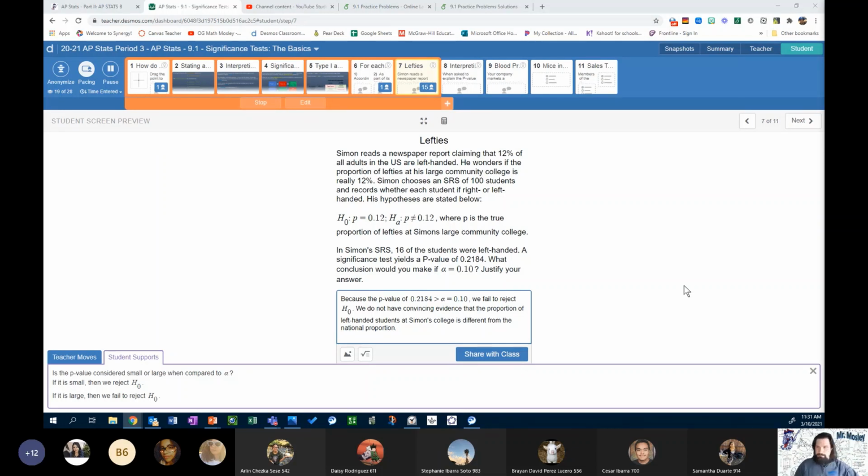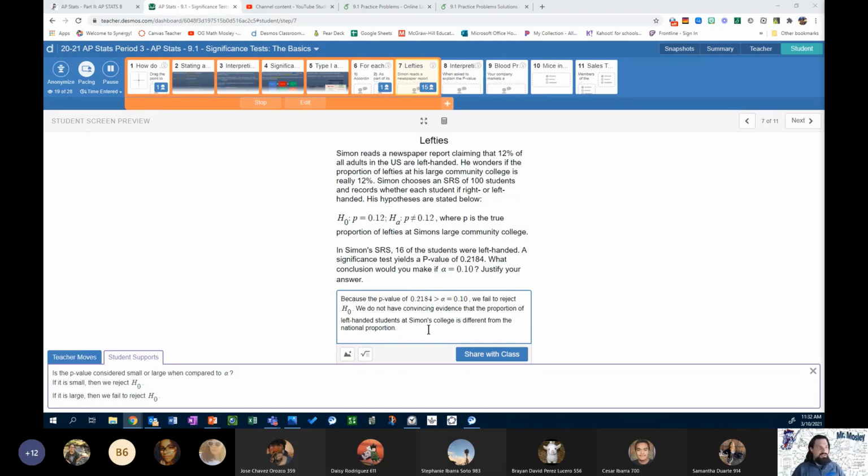Mr. Mosley, when you stated that Simon's College is different from the national proportion, do you have to state the sample and then the population results? Or do I need to refer to the size of my sample or something like that? No, not in this case. When we're interpreting the p-value, it's appropriate to cite the size of the sample and things like that. Like if I were just saying, what does the p-value of 0.2184 mean? What does it represent in this context?